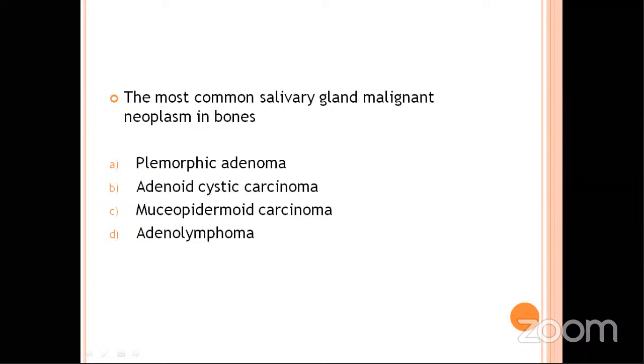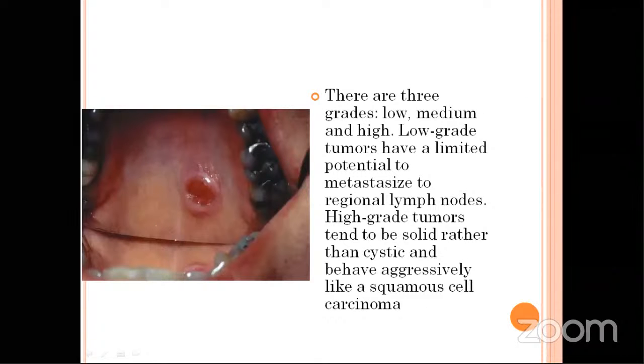So this option also has an important feature, like the complications of dentigerous cyst. For the complications of dentigerous cyst, you should think about three different entities. One is ameloblastoma, the other one is mucoepidermoid carcinoma. So the most common salivary gland malignancy which involves a bone is the mucoepidermoid carcinoma. It may be in a low grade form or a high grade form.